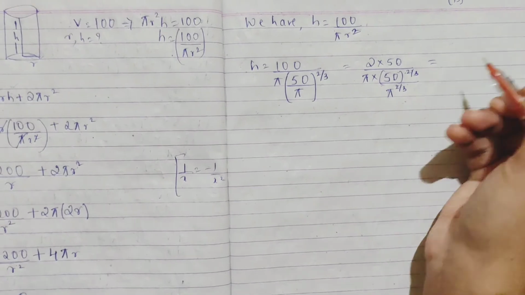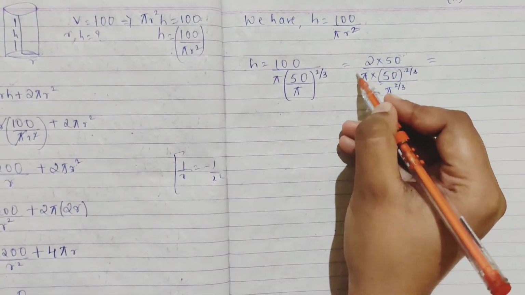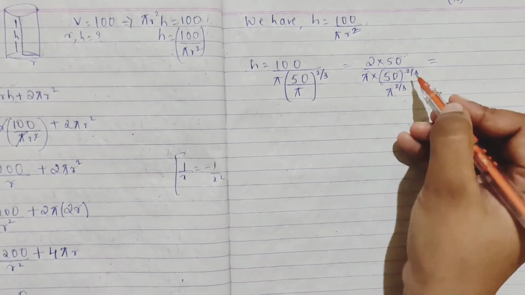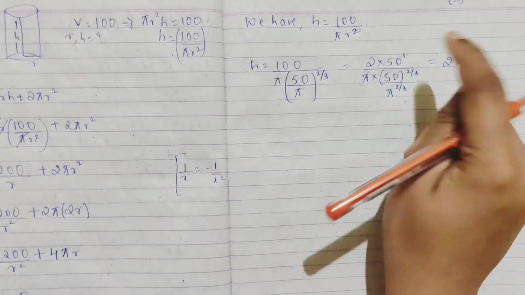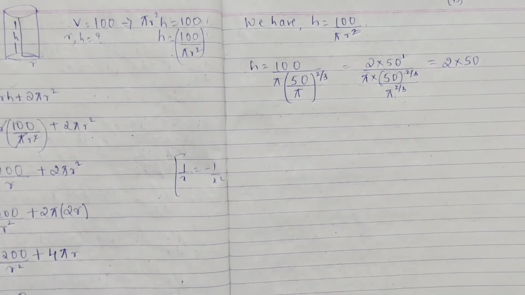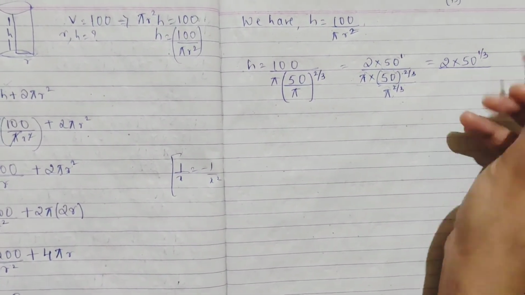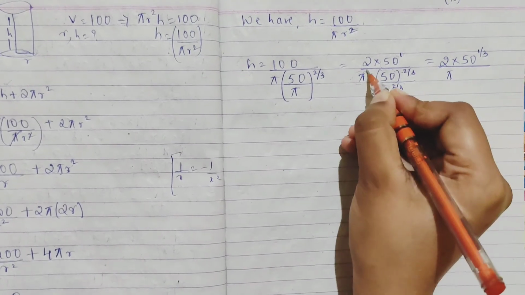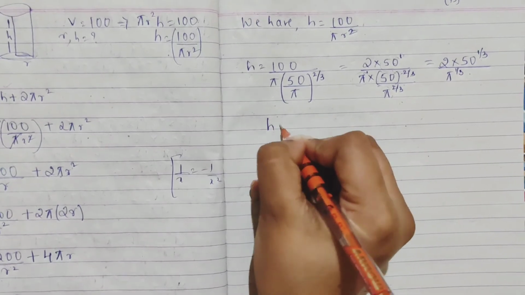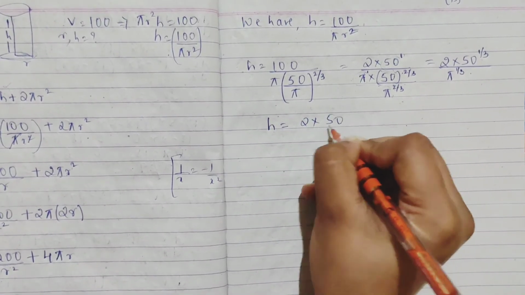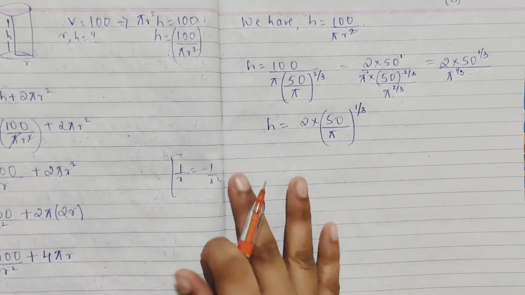Now calculating, your base is same, so you have to subtract your powers. Here also your base is same, so subtract your power, it is in the denominator. So 2 into 50 raised to, here it is 1, 1 minus 2 by 3. You will get 1 by 3, divided by pi raised to 1 minus 2 by 3, which is again 1 by 3. So h you will get 2 into 50 by pi raised to 1 by 3, right? This is your h value. I hope it is clear for you.